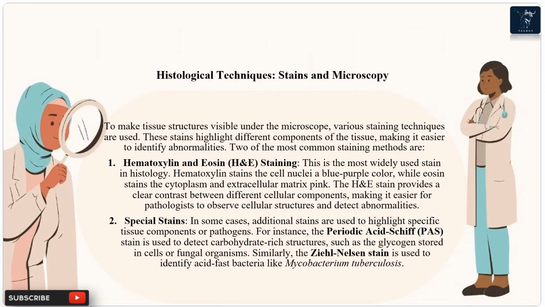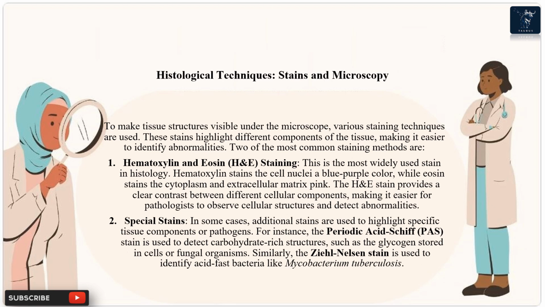Histological techniques, stains and microscopy. To make tissue structures visible under the microscope, various staining techniques are used. These stains highlight different components of the tissue, making it easier to identify abnormalities. One: hematoxylin and eosin, H&E, staining. This is the most widely used stain in histology. Hematoxylin stains the cell nuclei a blue-purple color, while eosin stains the cytoplasm and extracellular matrix pink. The H&E stain provides a clear contrast between different cellular components, making it easier for pathologists to observe cellular structures and detect abnormalities.